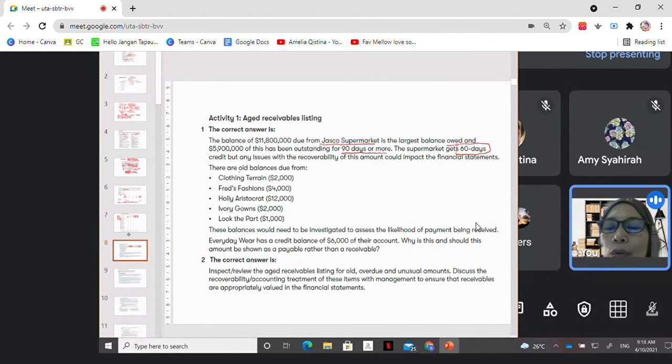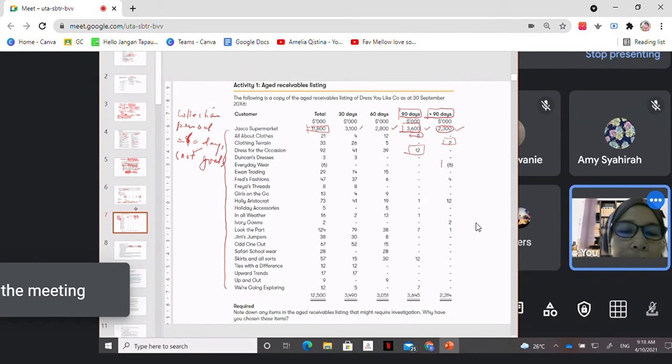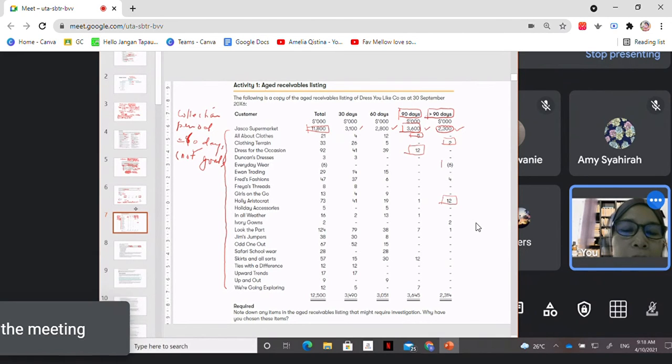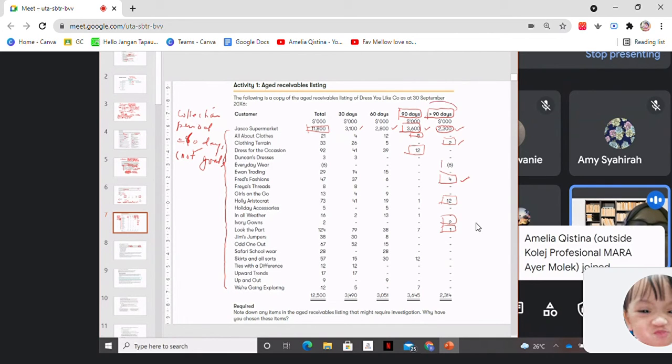Okay, macam ni kita nak tahu old balances. Hutang lama. So tengok kat sini. You have 90 days. Kita tengok yang above 90 days ni. Because the period is longer than the credit terms. Normally credit terms is 30 days sahaja. This one, 30 days. But now the company has the amount owed to your client more than 90 days. So you focus on the amount that is more than 90 days.